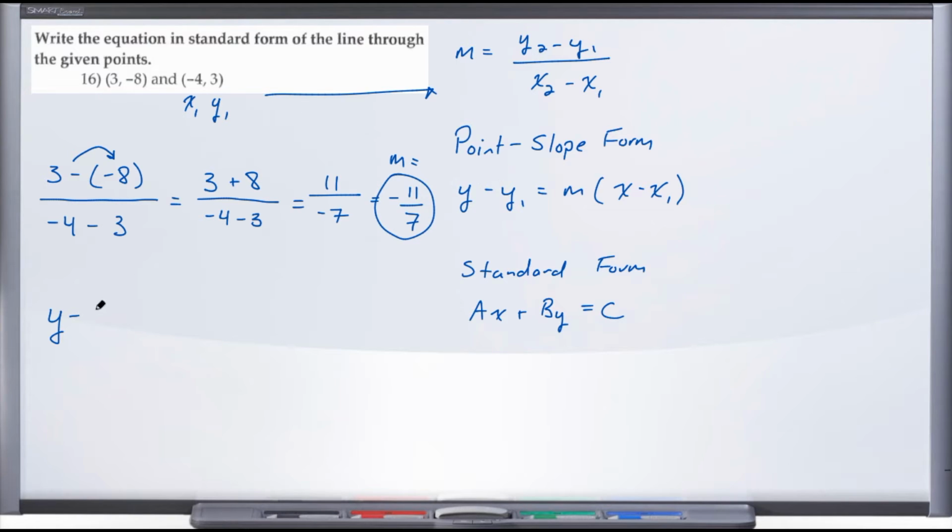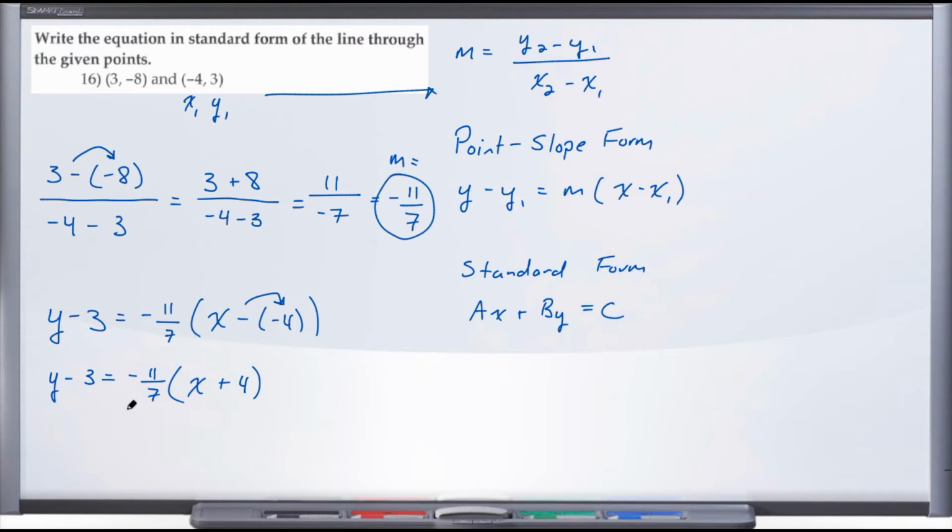So y minus y1, well, what's y1? y1 is now 3, equals our m, our slope, so negative 11 over 7 times the quantity x minus x1. So we have x, minus, what's our x1? Negative 4. Let's clean this up a little bit. We have y minus 3 equals negative 11 over 7, and when we distribute this negative through, we really get x plus 4.